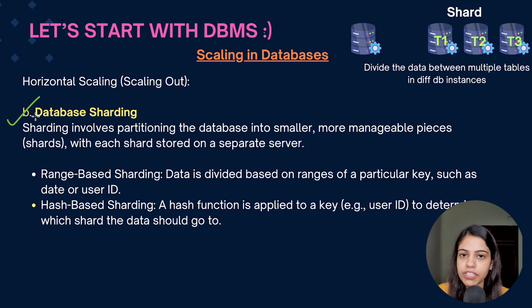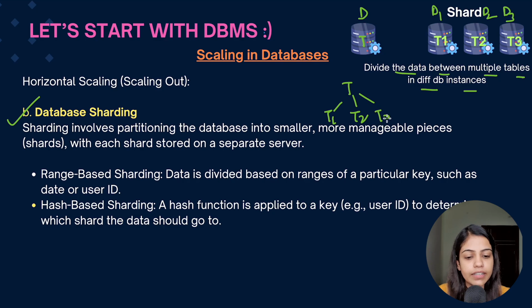Now coming to database sharding. Consider there is one database which has a table T. Now this particular table T is divided into different shards. So it divides the data between multiple tables in different database instances. T is broken down into T1, T2 and T3, and all these tables reside in different database shards, that is D1, D2 and D3.